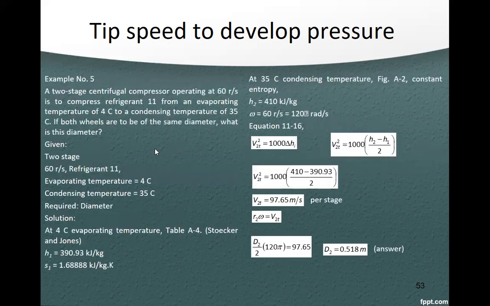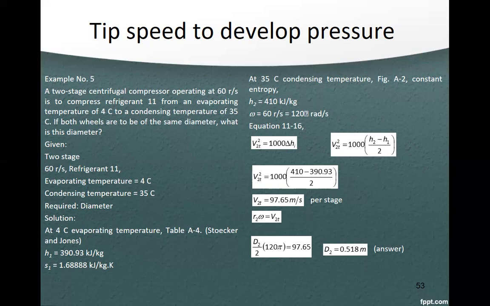So, example 5, a two-stage centrifugal compressor operating at 60 revolutions per second is to compress refrigerant 11 from an evaporating temperature of 4C to a condensing temperature of 35C. If both wheels are to be of the same diameter, what is the diameter? Given: two-stage, 60 revolutions per second, refrigerant 11, evaporating temperature 4C, condensing temperature 35C, required diameter D.